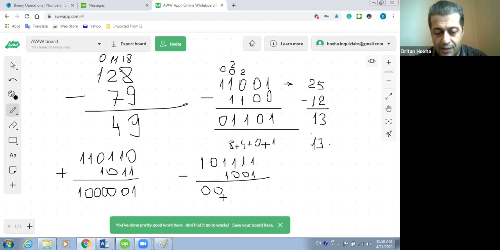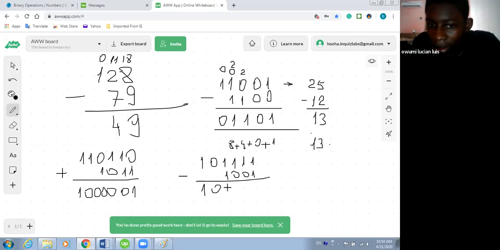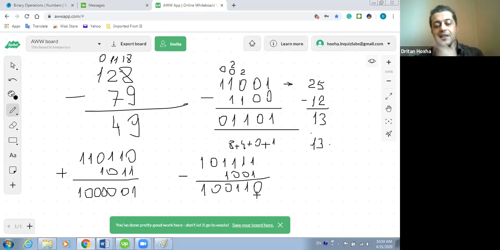Let's see about the subtraction, your result. Did you solve the subtraction or not yet? Okay, could you say it, please? I solved it. You have 1 here. Then 0, 0, 1, 1, then 0 and 0. Okay, let's check.